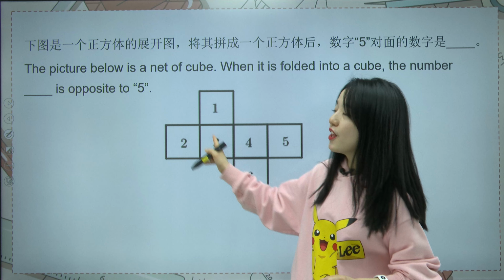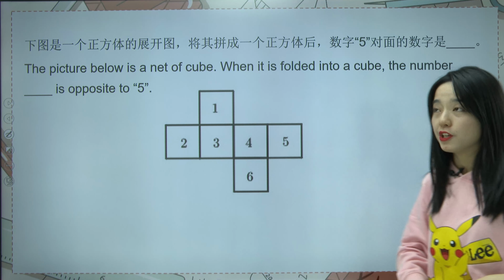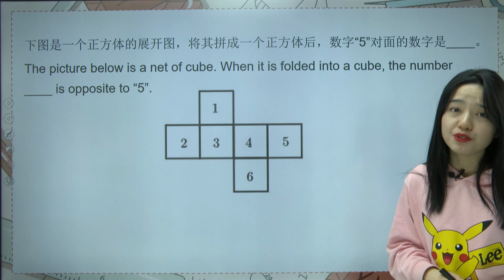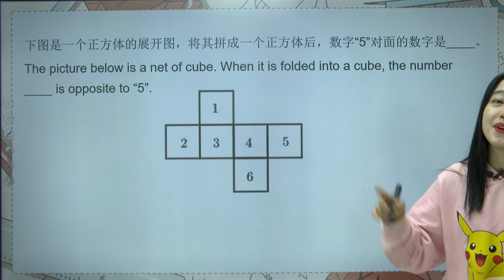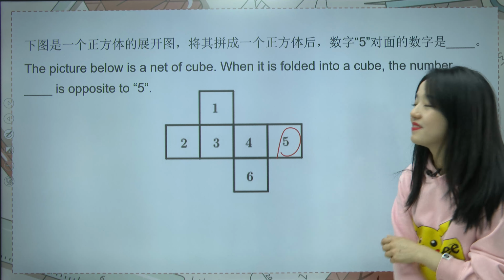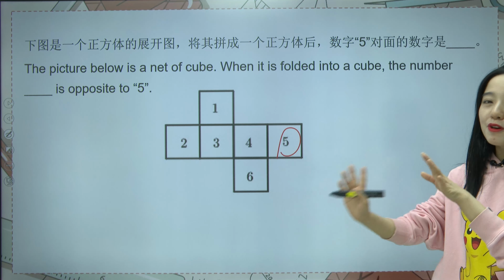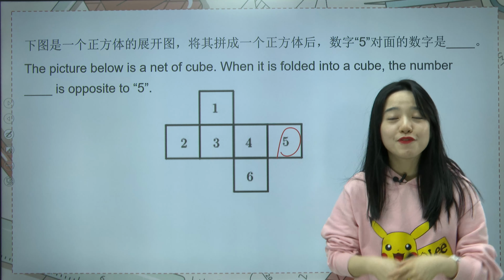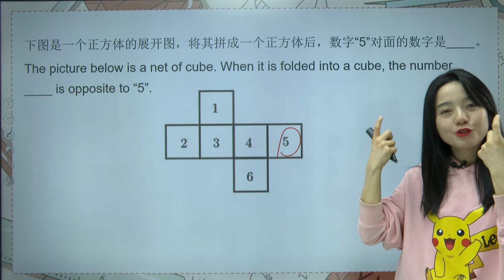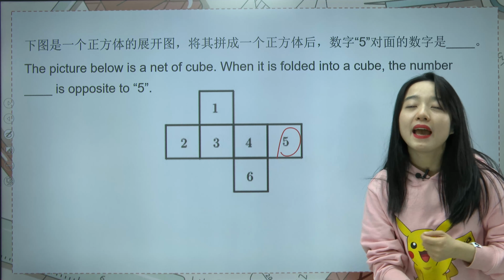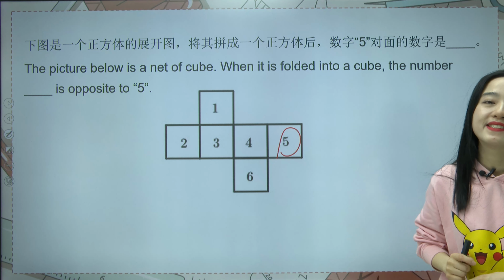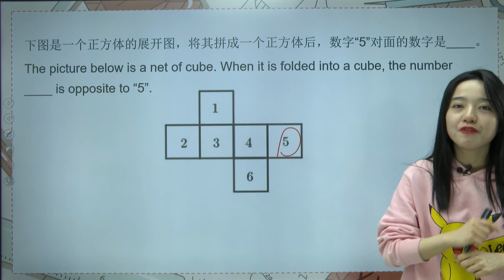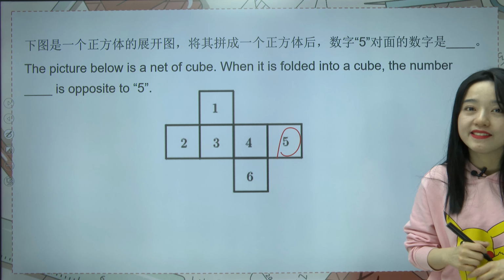And let's see here, the picture below is a net of a cube, and we want to know when it's folded into a cube, which is opposite to the number 5. Yeah, it is really a test for your spatial imagination, right? If you just imagine how to fold it in your mind, it is a bit hard for most students. So today, I will teach you 2 shapes to help you find opposite faces in a net.